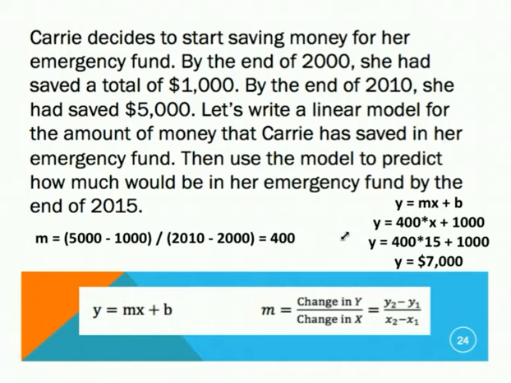Another way you could have done this, if you use the 5,000 as your starting point, then you would have plugged in 5 for your x value because it's only been 5 years. And you would have still gotten 7,000 as your answer. I just wanted to point that out to show you that no matter what you use for your starting point, all you have to realize is that it is important that you understand what your equation is using for your x value. So x, in the case that I have written on the screen, is the number of years since the year 2000.